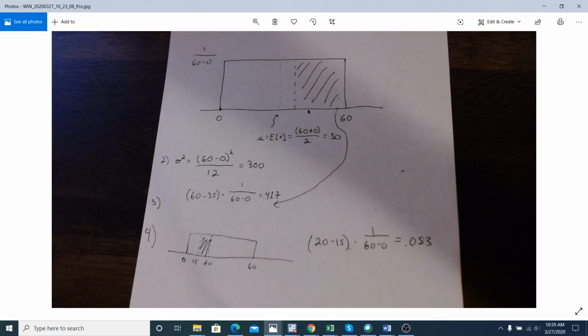Take that base of my rectangle, look at the height of my rectangle, which was 1 over 60 here, multiply those two, and I would have the area of this rectangle. And this should be 0.41, it's like 0.41666 repeated, so I rounded that. So it's as simple as that, right? Base of my rectangle, we always know the height of the uniform distribution is 1 over max minus the min. So it's not too bad to get that.